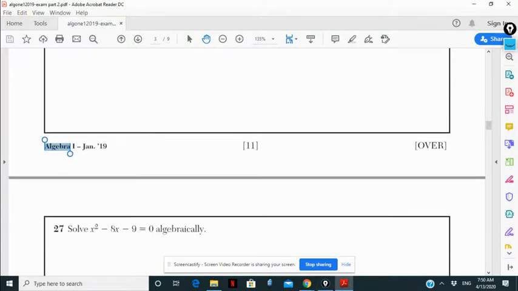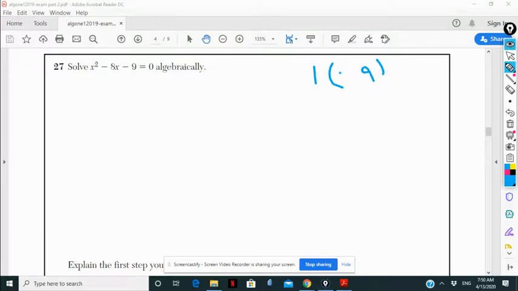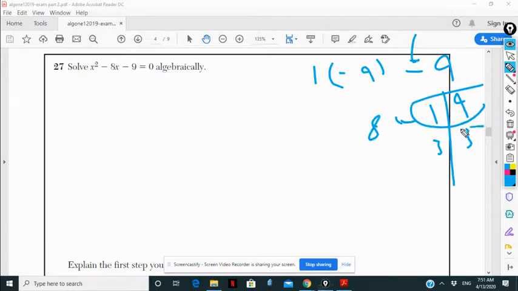Question number 27. Solve algebraically. So I have many ways. One of them is factoring. So 1 times negative 9, giving me negative 9. The factors of 9 are 9 and 1, 3 and 3. And for the minuses, the difference here is 8. Here it is 0, so I'm picking up the 8.